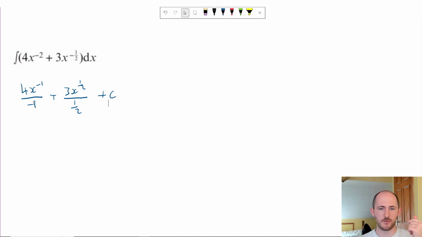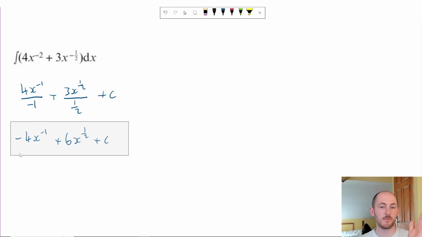Simplifying, we have 4 over minus 1, so it's minus 4. Then we have 3 divided by half. Again, use a calculator if you're unsure, right? 3 divided by half, which does give you 6x to the half plus c. Now, that will be it. So you get a mark for the actual integration and a mark for the simplification. That's what you have to do.